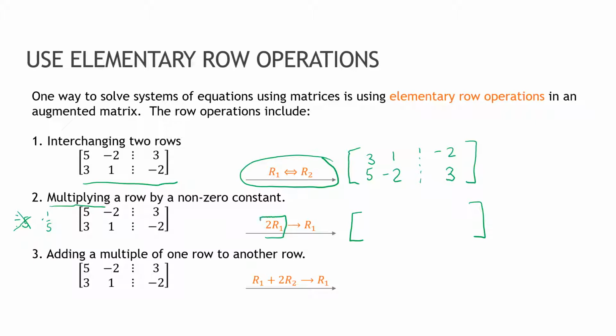This is the operation being done. The result is going to be placed in row 1, which means nothing at all happened to row 2 here. So I'm just going to copy it exactly as it was. The first row is now doubled, so I'm taking 2 times each of the values. So 2 times 5 is 10, and 2 times negative 2 is negative 4, and 2 times 3 is 6.